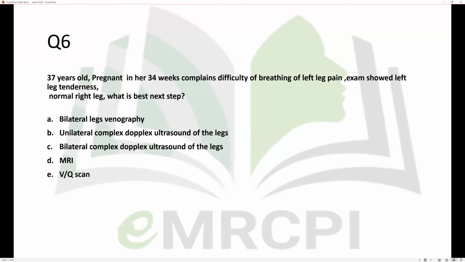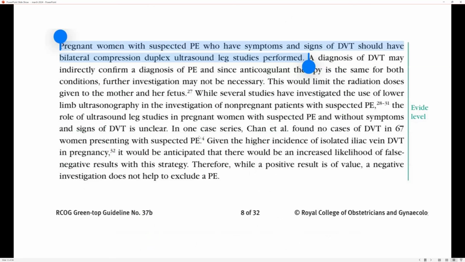So the next step in this case will be bilateral compression duplex Doppler ultrasound of the legs. And why? We do have the recommendation, and in this case, my friend, we use the RCOG guideline on acute management of venous thromboembolic events in pregnancy, the same RCOG resource. A pregnant woman with suspected pulmonary embolism who has symptoms and signs of DVT should have a bilateral compression duplex ultrasound leg study performed. Clear, everyone?